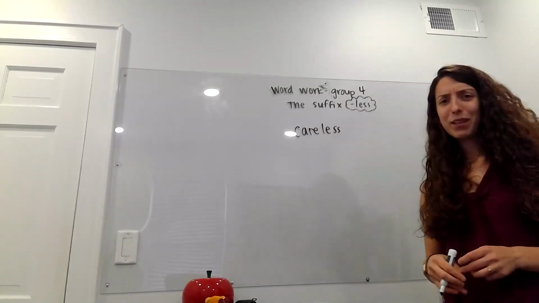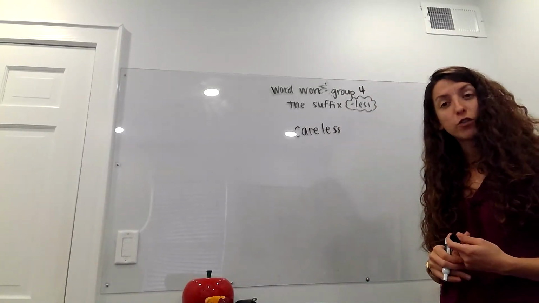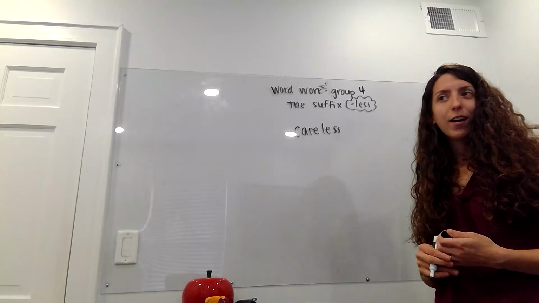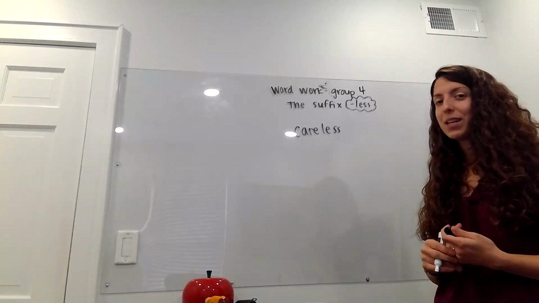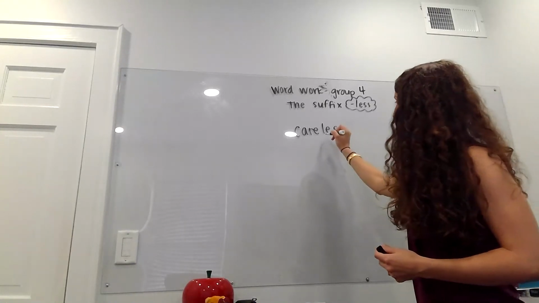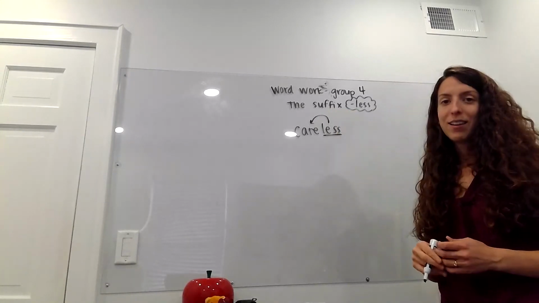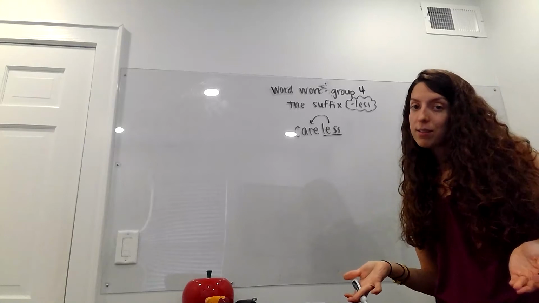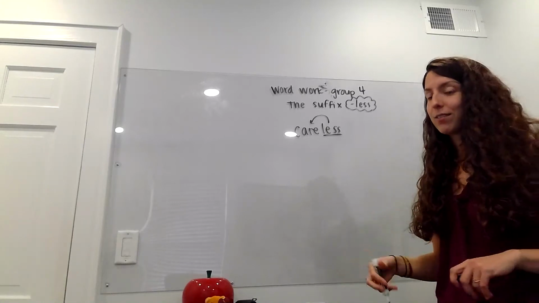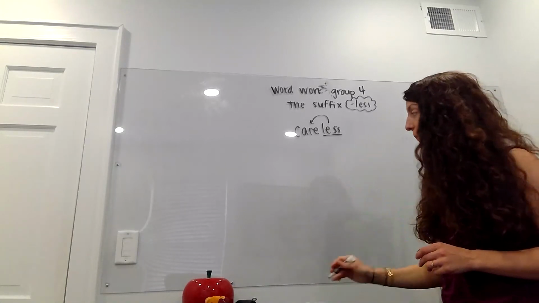Does that person have a lot of cares? Is that person very careful? Or are they kind of risky, dangerous, not paying attention? Right, so if you have less cares, if you don't have a lot of cares, you're careless. You make careless errors maybe on your math assignments, like you're not paying attention. So that's someone who's careless, not paying attention.